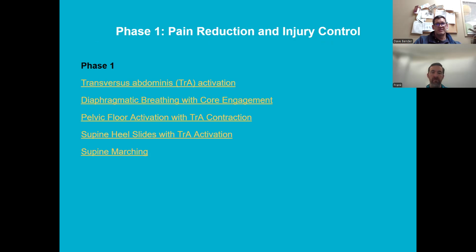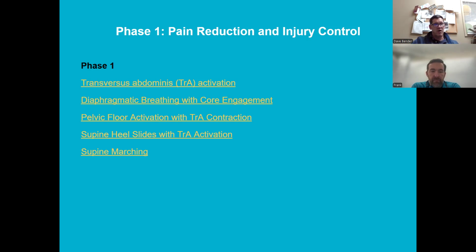Classic phase one exercises we included: transverse abdominis activation, called TA activation, trying to get the right muscles to fire in the right timing sequence and creating that conscious connection. Diaphragmatic breathing and core engagement is often a big one: can I dissociate core bracing and diaphragmatic breathing? For many people with lower back pain, this is an issue. We can't quite normalize this pattern, so we work through this.